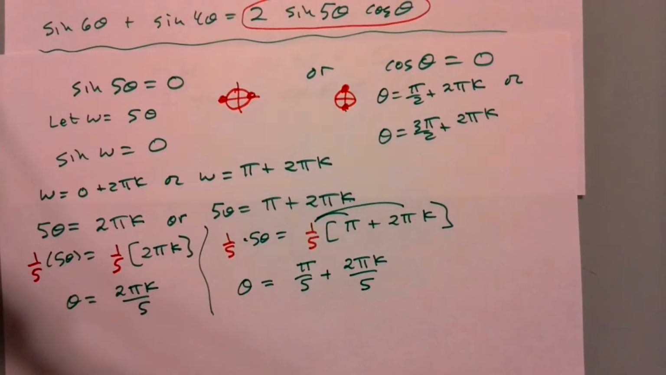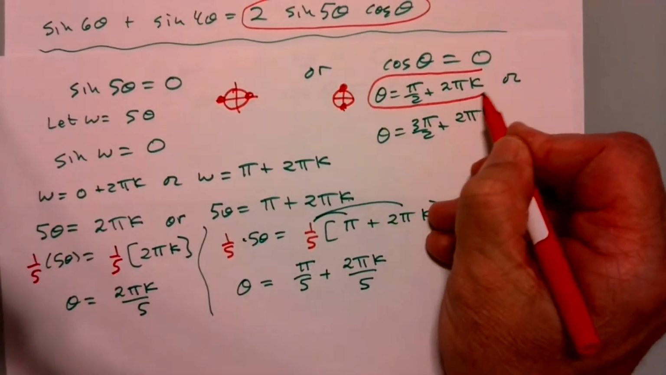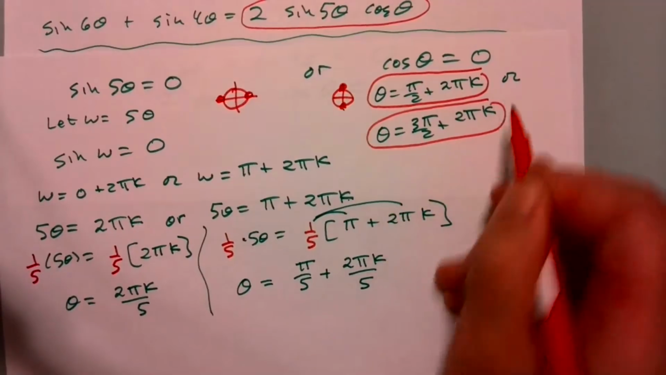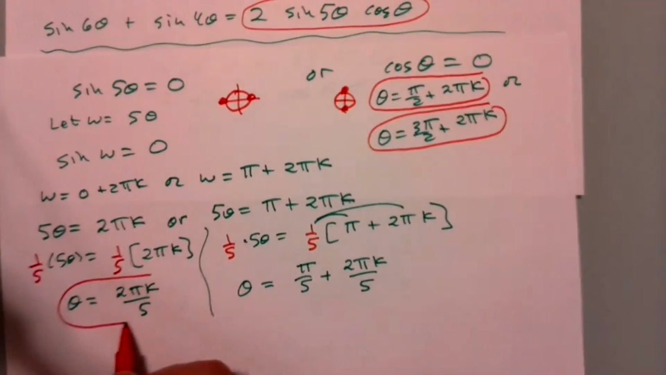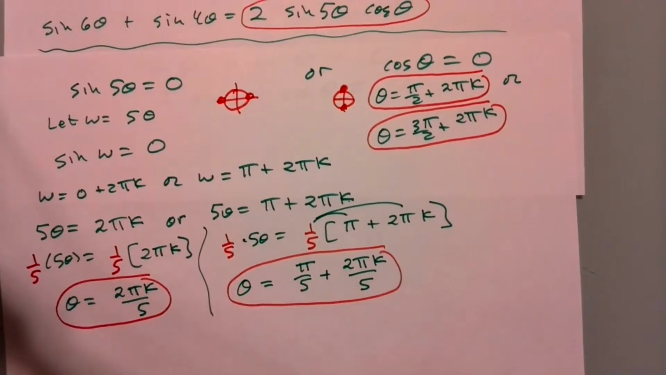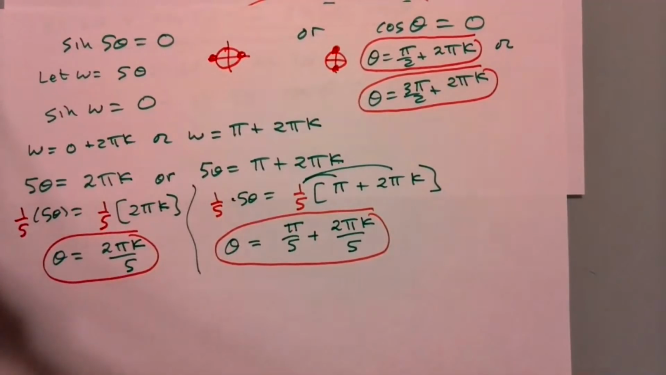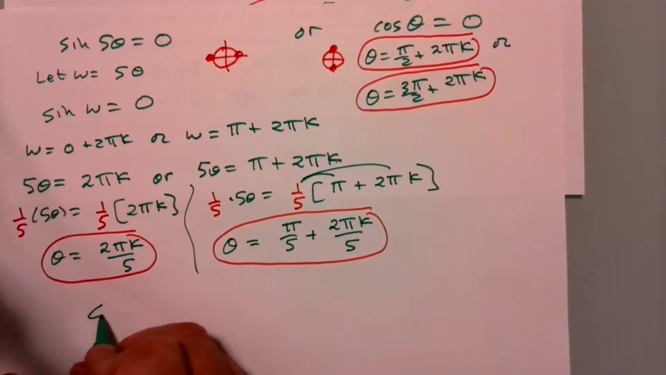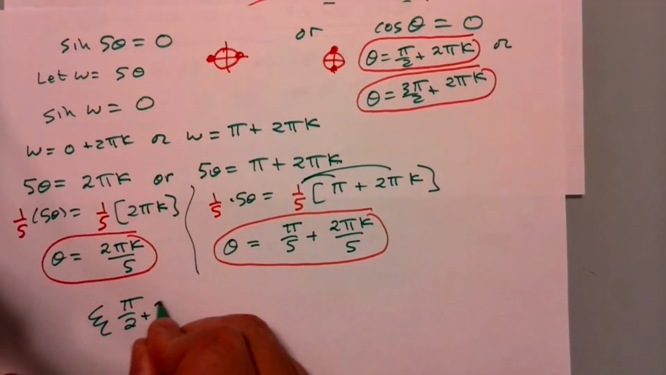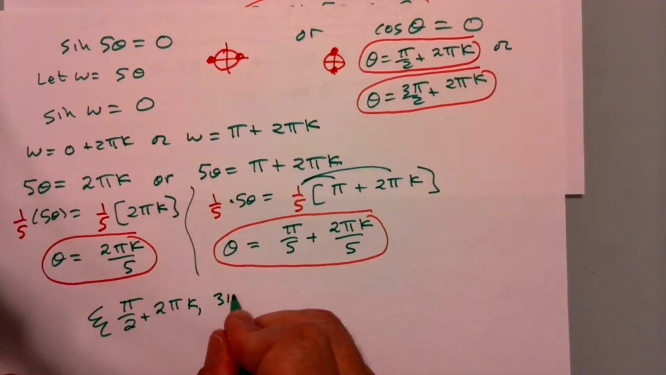So make sure you have all the solutions. We have 4 different pieces. This is a piece. This is a piece. This is a piece. And this is a piece. So in general, we have 4 pieces to our solution set. So let's write them down. I have pi over 2 plus 2 pi k. 3 pi over 2 plus 2 pi k.